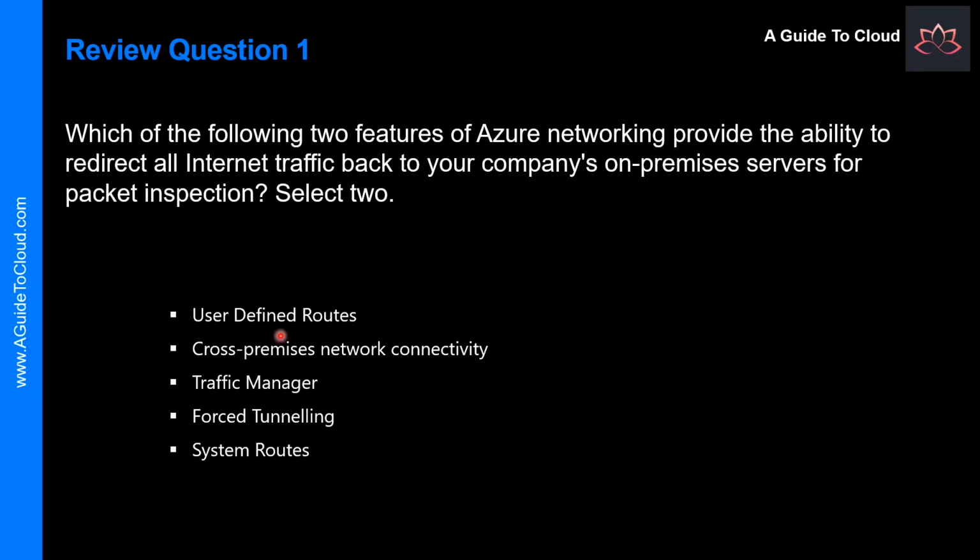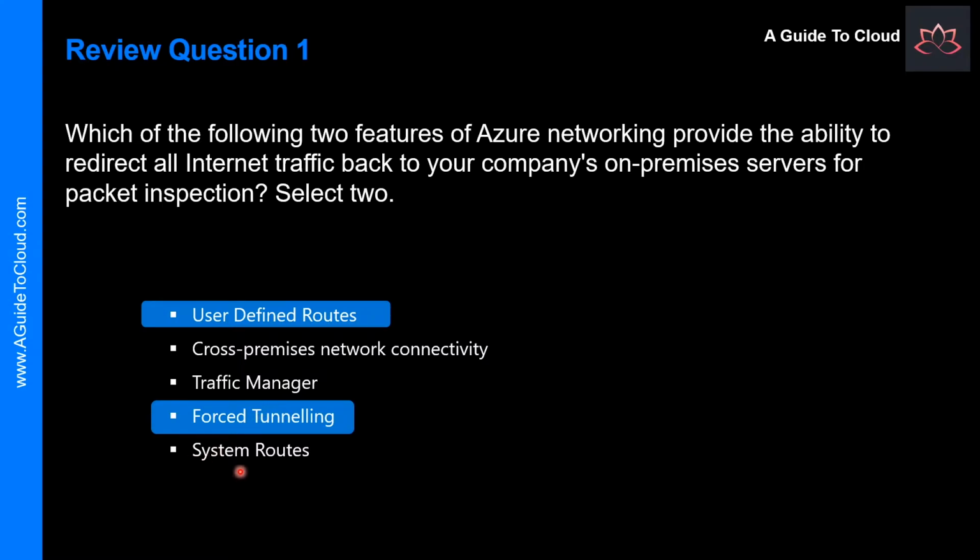Is it user-defined route? Absolutely correct. Is it cross-premises network connectivity? Definitely wrong. Is it traffic manager? No, traffic manager provides different functionality altogether. Is it forced tunneling? Absolutely correct. And not system routes. So user-defined routes and forced tunneling are the correct answers.